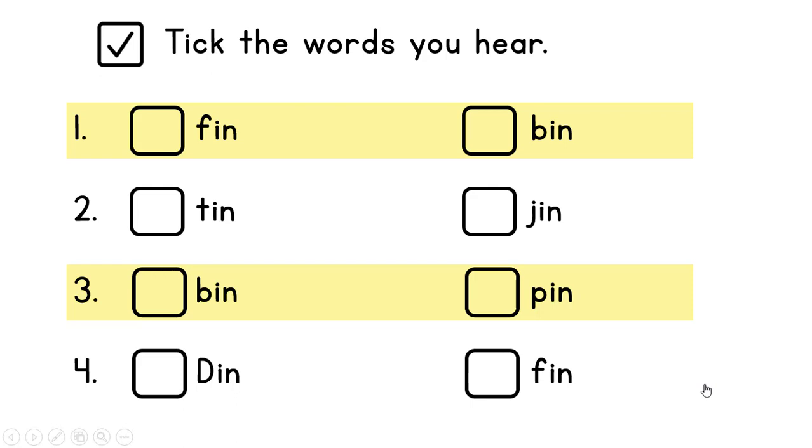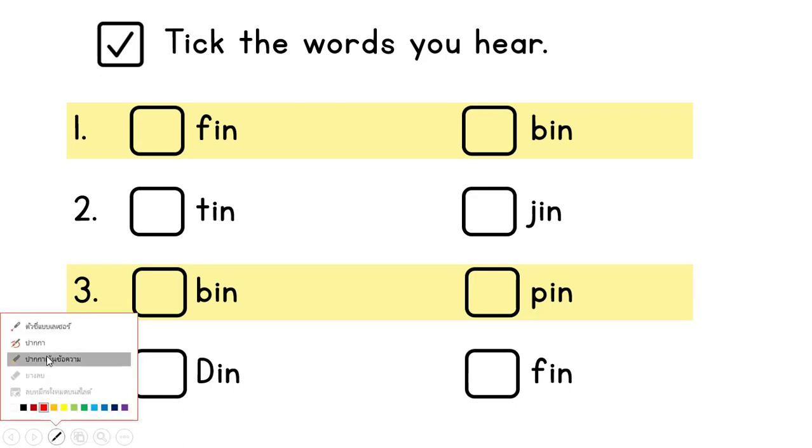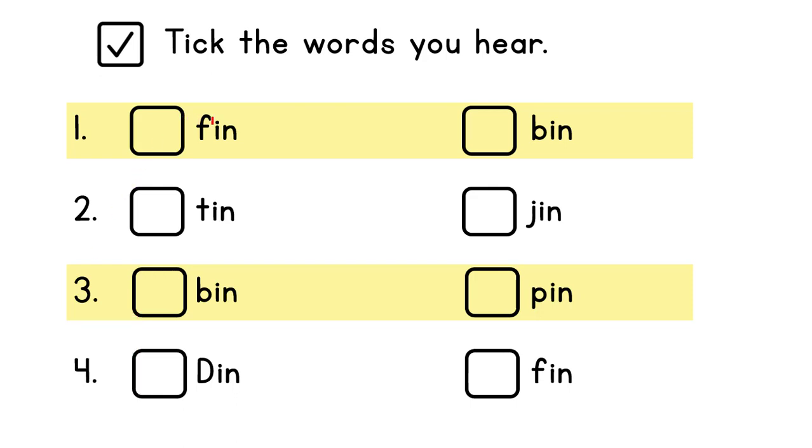All right, now the teacher is going to show you the answer by thinking in the book. And also you can tell me together. What is the first word? Is it fin or bean? Yes, it's bean. So think in the bean. The second word is teen or jean. Very good. Teen. Number three, bean or pin? Yes, pin. And the last one, dean or fin? All right, dean. Very good, class.